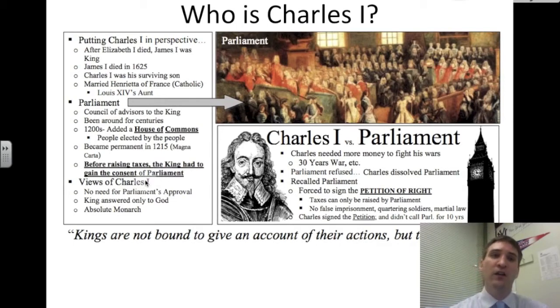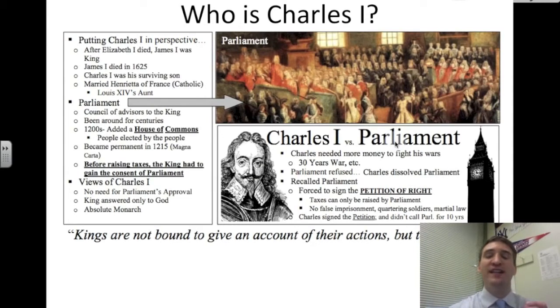Well, then comes Charles I. He sees no need for Parliament's approval. He says he answers to God only, not to this political group, because he's claiming he's an absolute monarch. And here is a quote that shows his mindset of leadership. Kings are not bound to give an account of their actions, but to God alone. So we have this battle between Charles I and Parliament, who represent the people.